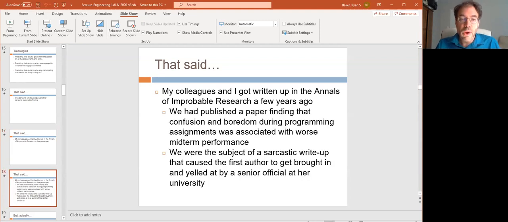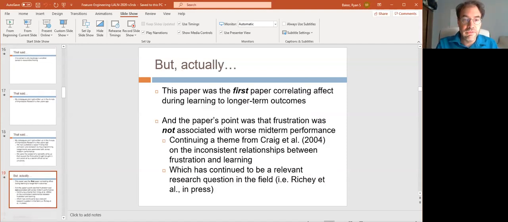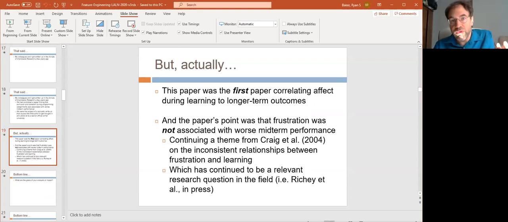We'd published a paper finding that confusion and boredom during programming assignments was associated with worse midterm performance. So if you got confused or bored when you were doing your assignments, you did worse on the midterm. And we were the subject of a sarcastic write-up that caused the first author to get brought in and yelled at by a senior official at her university for bringing shame on the university for generations to come. Actually, we thought it was worth publishing because it was the first paper correlating affect during learning to longer term outcomes. And a year earlier than Pekrun.